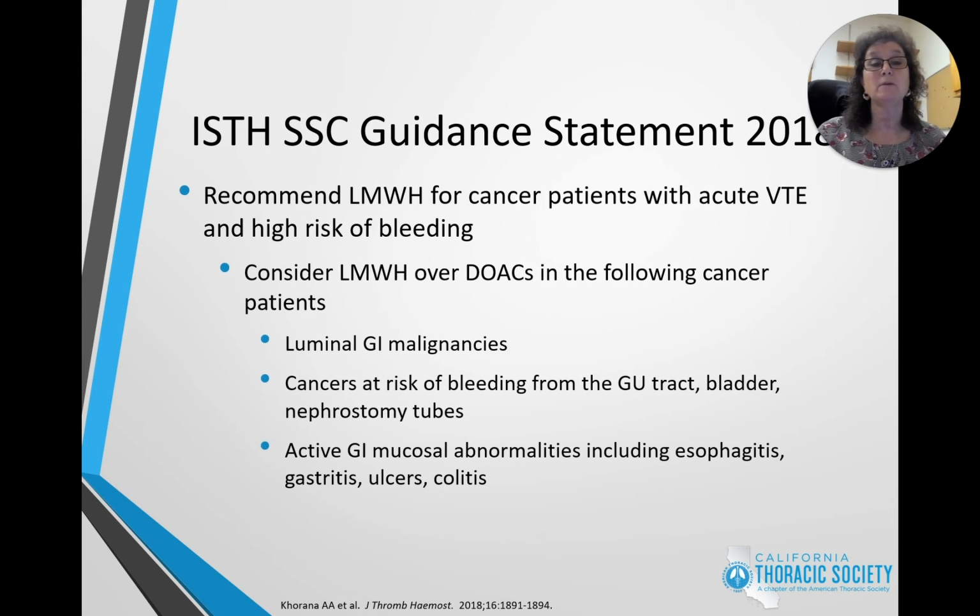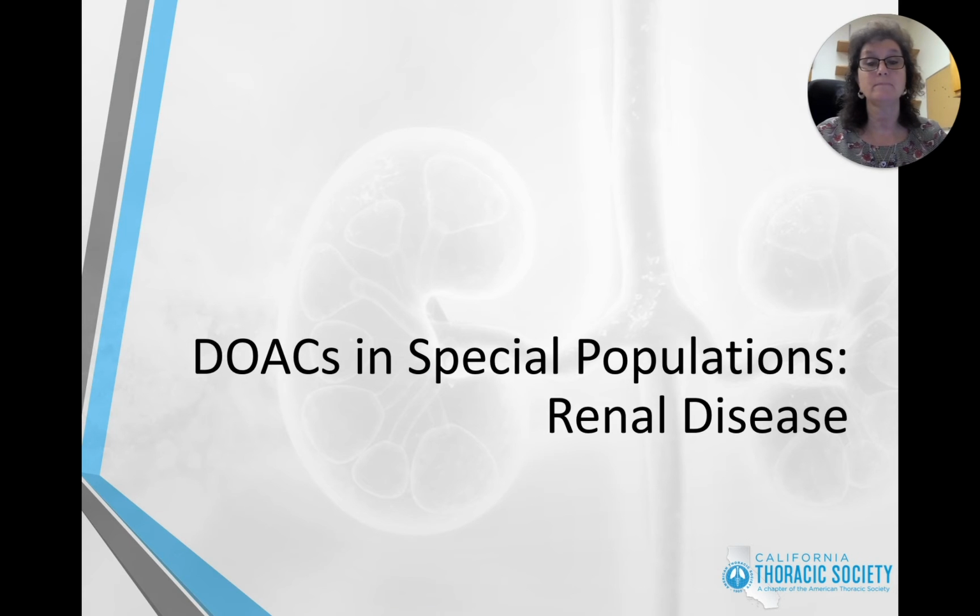They did, however, point out that there are certain cancer scenarios in which low molecular weight heparins would be preferred over the DOACs. And it's mainly because in all of the DOAC trials compared to low molecular weight heparins, in these clinical scenarios, the DOACs had higher rates of bleeding compared to low molecular weight heparins, and those included patients with luminal GI malignancies, cancers that were at risk of bleeding from the GU tract, bladder, or even nephrostomy tubes, and patients who had active underlying GI mucosal abnormalities such as esophagitis, gastritis, ulcers, or colitis.